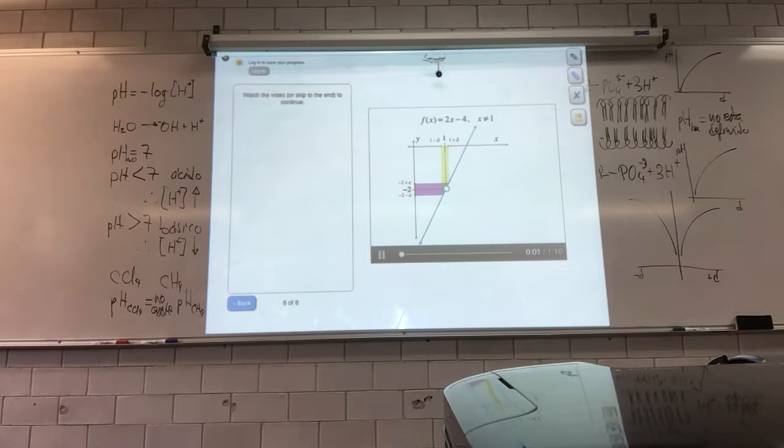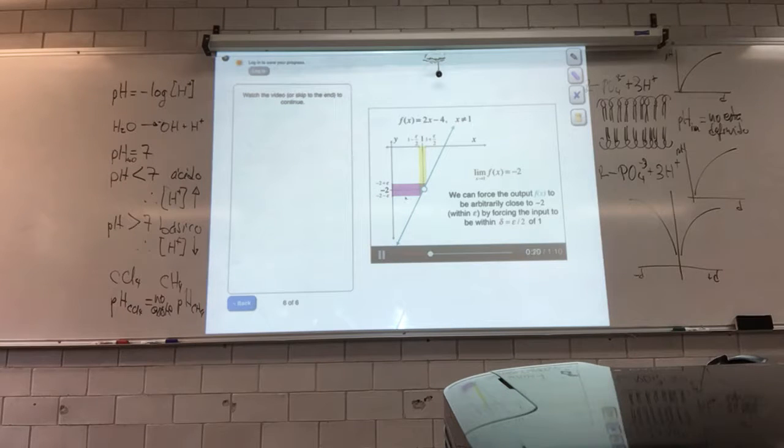Como ejemplo. Nicely done. As long as the input is within an epsilon over 2 of 1, then the output will be within epsilon of minus 2. That's what we needed in order to say that the limit as x approaches 1 of f of x equals minus 2. The idea is that we can force the output, f of x, to be arbitrarily close, meaning as close as we want, to minus 2, by forcing the input to be close to 1.